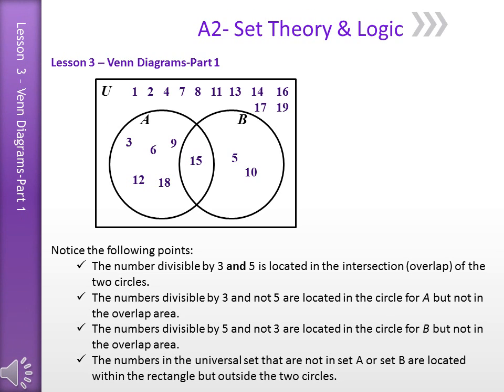Here is the Venn diagram with all the elements correctly placed. Please notice the following points. The number divisible by 3 and 5, the 15, is located in the intersection or overlap of the two circles. The numbers divisible by 3 and not 5 are located in the circle for A, but not in the overlap area. The numbers divisible by 5 and not 3 are located in the circle for B, but not, again, in the overlap area. The numbers in the universal set that are not in set A or set B are located within the rectangle, but outside of the two circles.